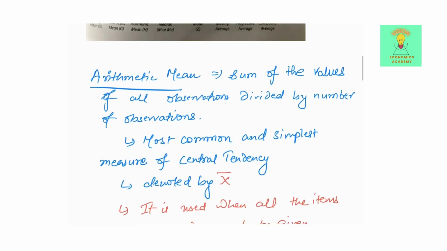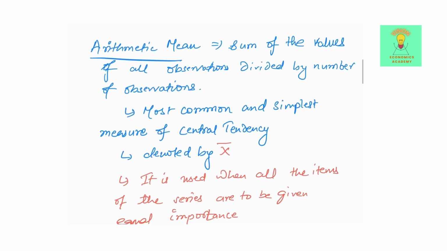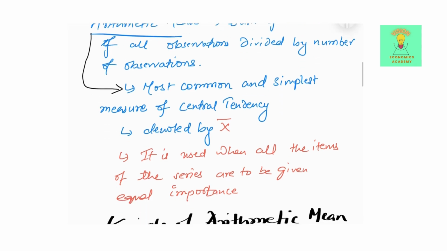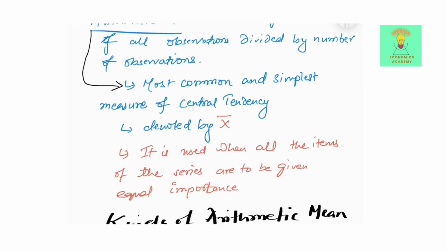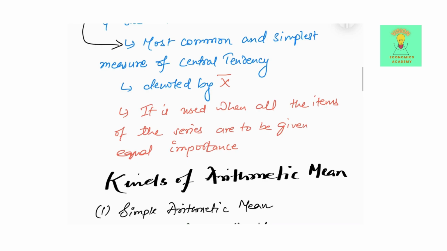Okay, so what arithmetic mean actually is? It's simple average, right? It's the sum of the values of all observations divided by the number of observations. So the most common and simplest measure of central tendency is the arithmetic mean, which is just finding the average. It's denoted by x bar. It is used when all the items of the series are to be given equal importance.